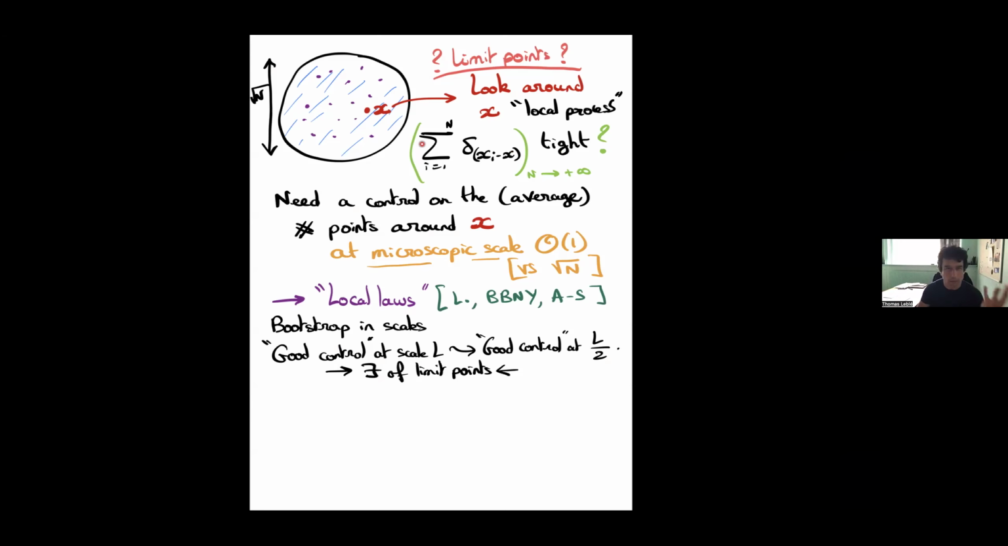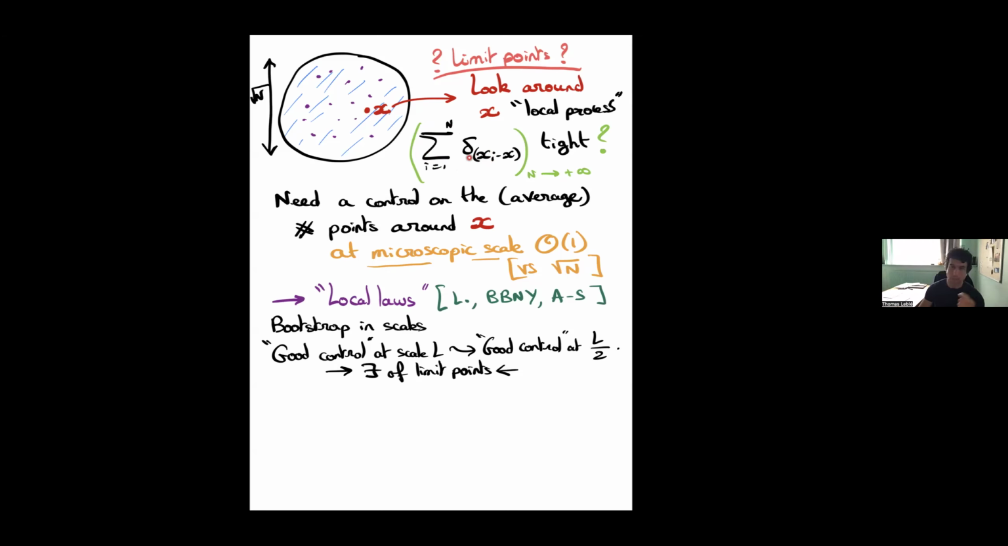So what do we actually study? You have your system, you pick a point X, which is not a point charge, it's just a point of the disk. And then you look around X. This is the local process around X, which you could encode with this measure. You have your points and you're just looking around X, so you shift everything by X. This is a random quantity, because your system is random. So you have a random Radon measure, basically. And your question is: is this tight as n goes to infinity?